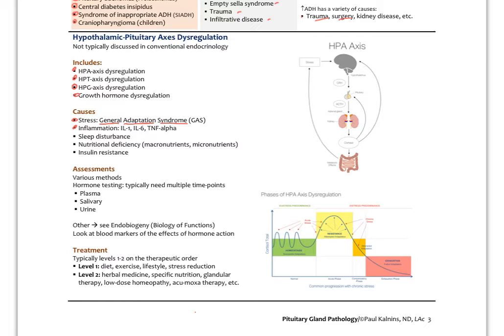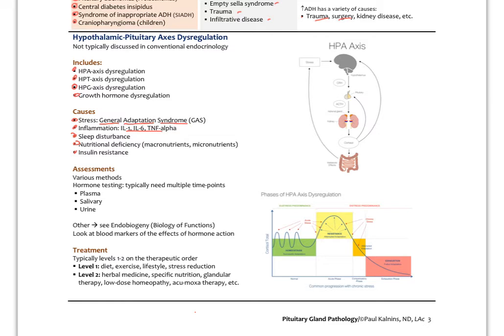Inflammation can also cause a pituitary axis dysregulation, and that would be elevated pro-inflammatory cytokines. Sleep disturbances, we talked about that with growth hormone. Nutritional deficiencies of either macro, but more specifically micronutrients, trace elements, cofactors, and so forth. And then insulin resistance. All of these can either up or down regulate pituitary axes.